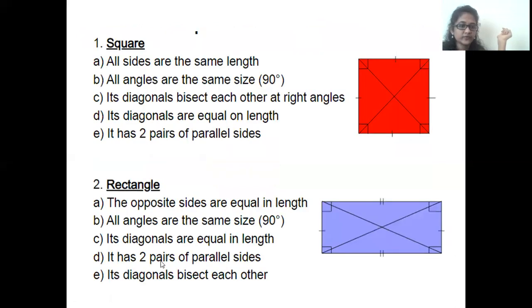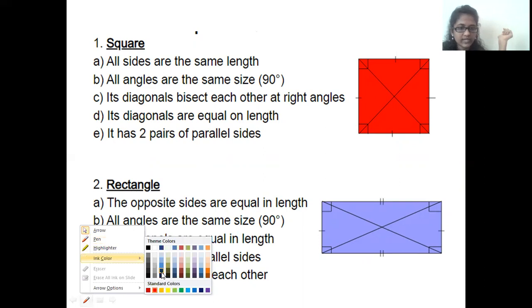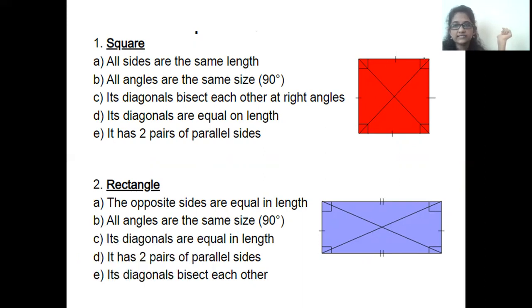And first I'll start from a square. As you can see here, all four sides are equal in a square. And also inside the square, we can have four angles. All of them measure the same, which is 90 degrees. And also in a square, we can find two pairs of parallel lines. Okay, these two are parallel to each other, and these two are parallel to each other.